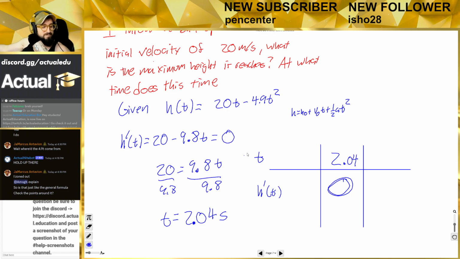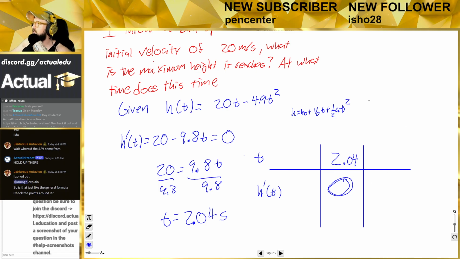So we have 2.04 and 0. And what are we trying to do? We're trying to see what the derivative is before this value and then after this value, right? We can plug into 20t minus 4.9t squared, but that gets me what the height is. That's cool, you're right, that will tell me what this thing is, but I want to classify first whether this is a min or a max.